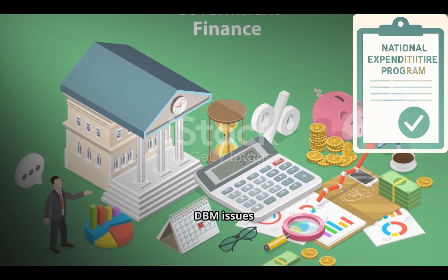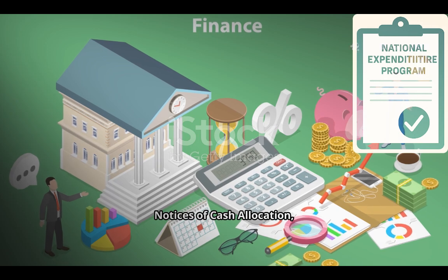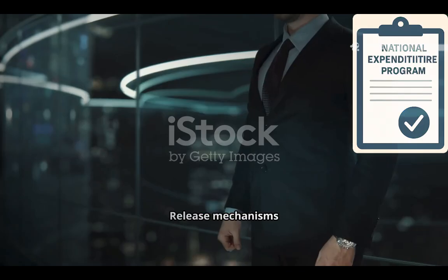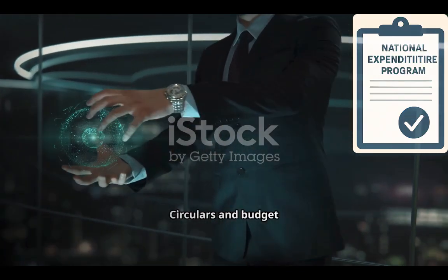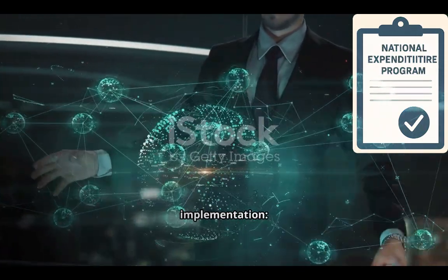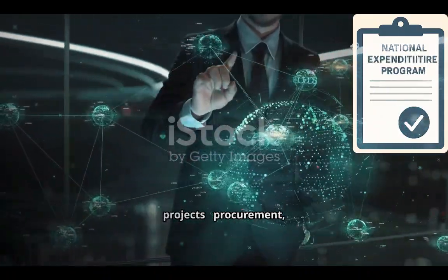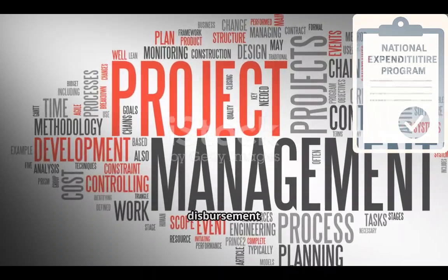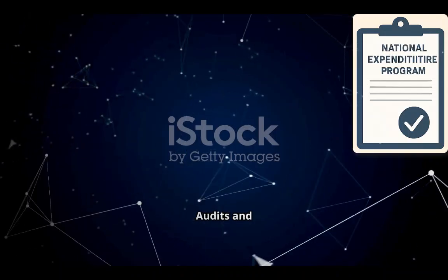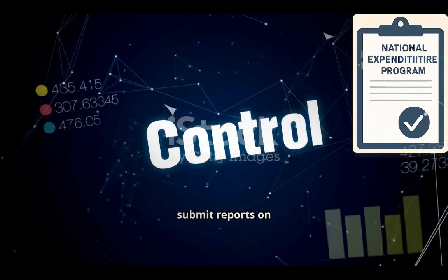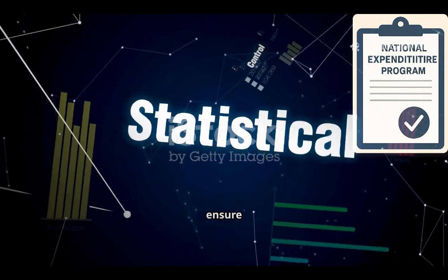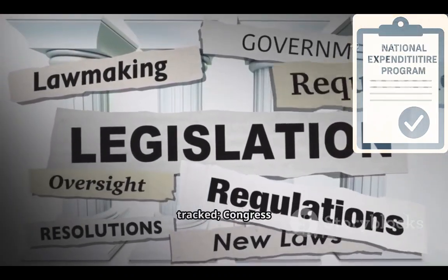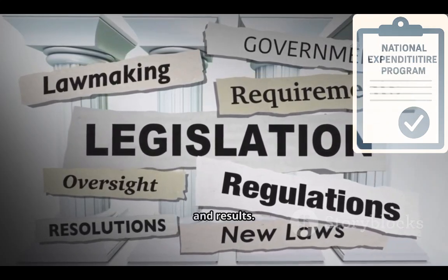After GAA enactment, DBM issues allotments and notices of cash allocation, or NCA, to agencies so they can obligate and disburse funds. Release mechanisms and rules are in DBM circulars and budget operations manuals. Procurement and implementation. Agencies implement projects: procurement, contracting, project delivery. Multi-year projects follow the programmed disbursement schedule in the NEP and BESF. Audits and reporting. COA audits, and agencies submit reports on obligations and disbursements to ensure accountability and prevent misuse. Undisbursed appropriations are tracked. Congress and oversight bodies review performance and results.